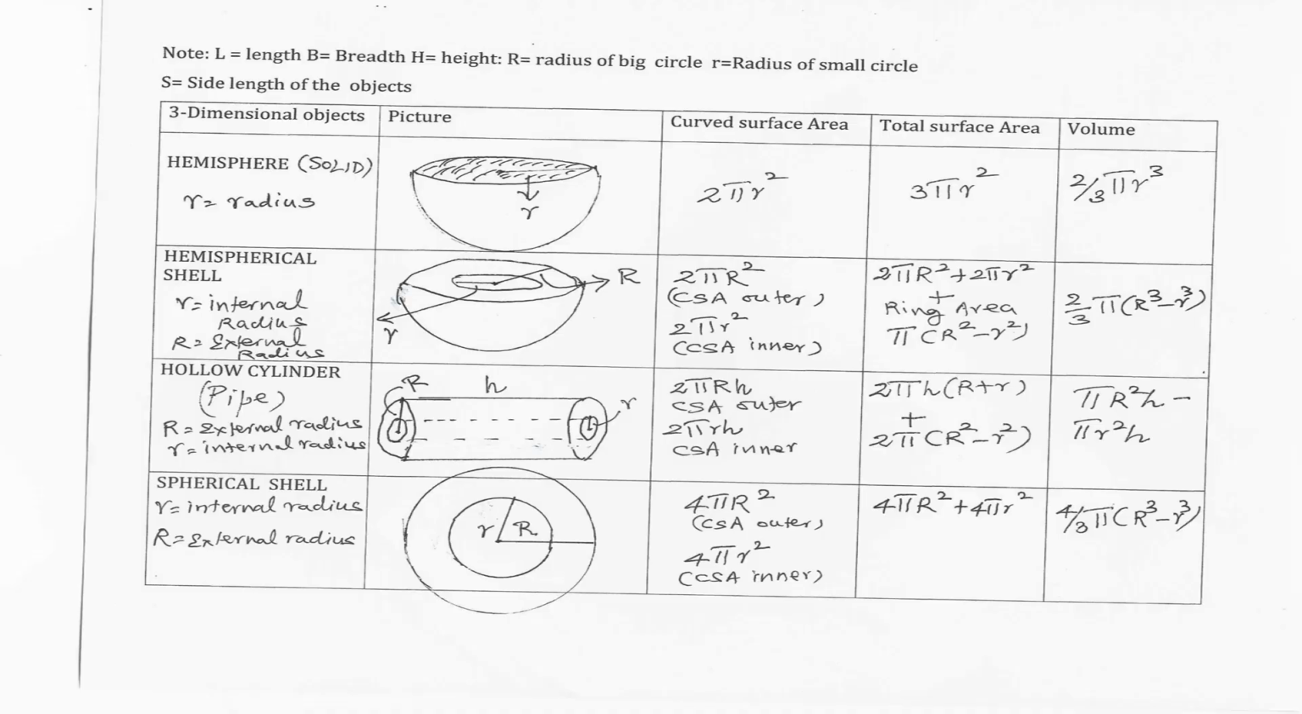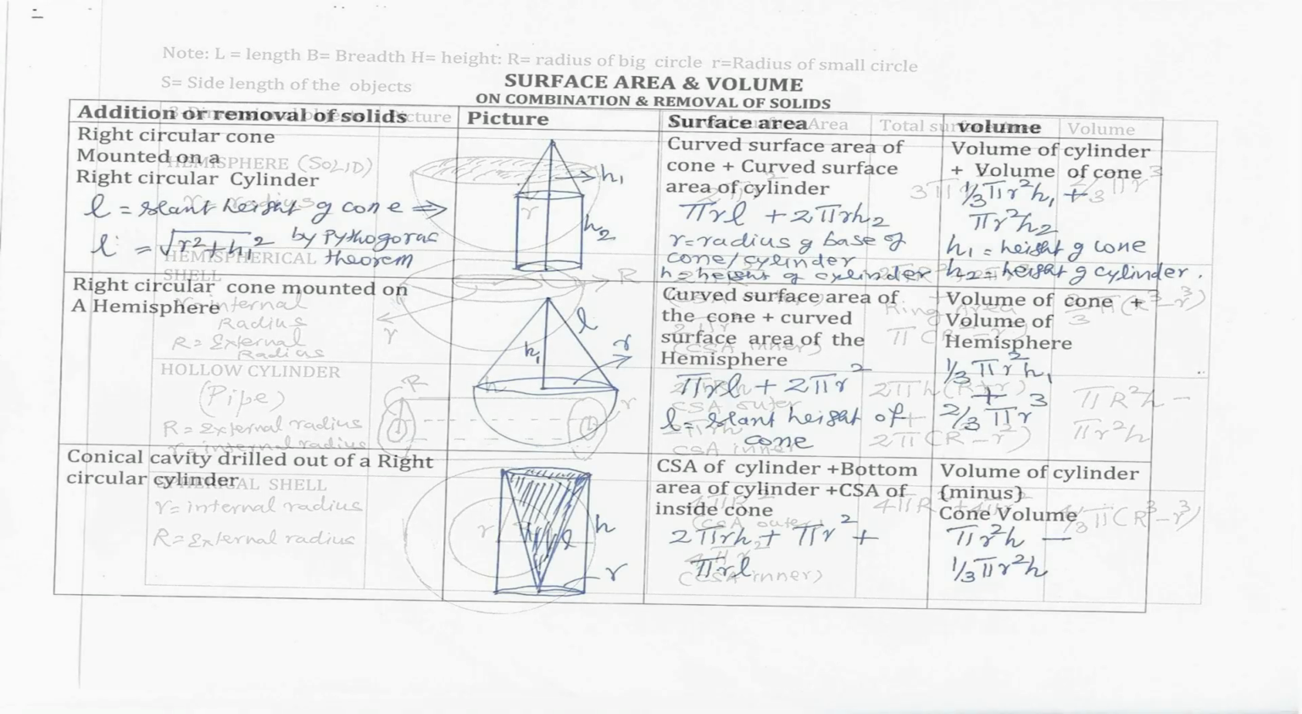Spherical shell, small r internal radius, capital R external radius. Then curved surface area is 4 pi capital R squared, CSA outer, 4 pi small r squared, CSA inner, and total surface area 4 pi capital R squared plus 4 pi small r squared. Volume is equal to 4 by 3 pi multiplied by (capital R to the power of 3 minus small r to the power of 3).